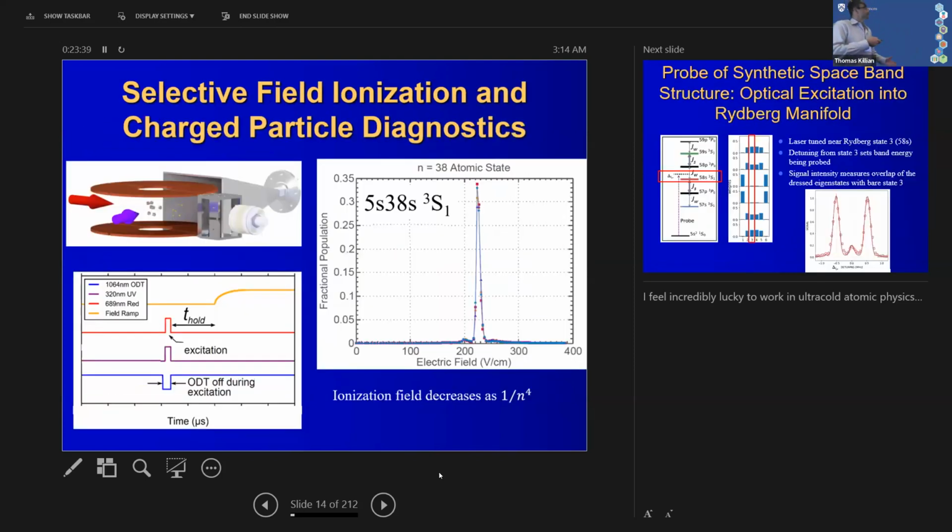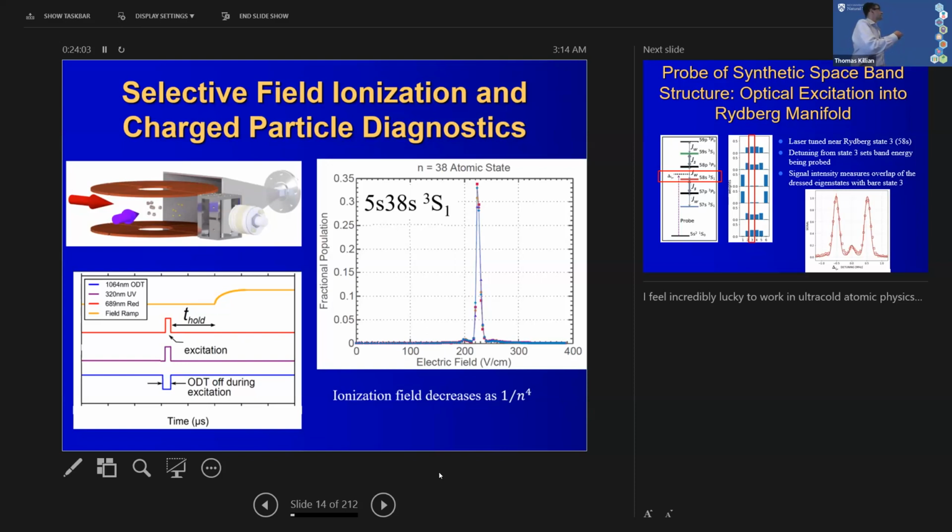And for detecting the Rydberg atoms and detecting which state they're in, we use selective field ionization, where after an excitation, we hold, but in this case, we typically don't hold for very long after excitation. Then we'll apply an electric field ramp, and then the different Rydberg levels will ionize at a characteristic field.